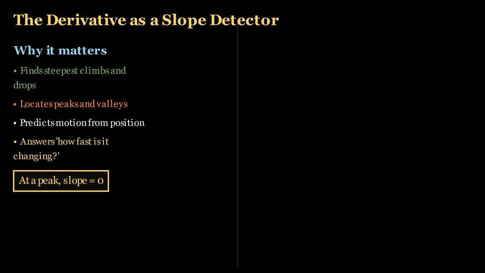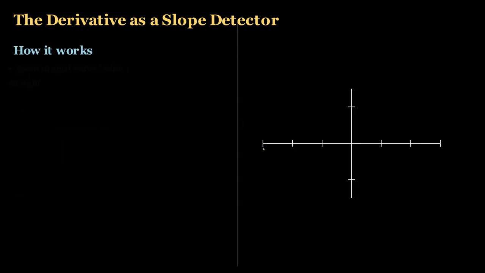Engineers use this to design safe roads, economists to find maximum profit, and physicists to predict where a ball will land. How do we actually find this instant slope? The trick is to zoom in closer and closer on a point until the curve looks almost perfectly straight. Then we measure its rise over run, just like slope on a straight line, but for an incredibly tiny step.